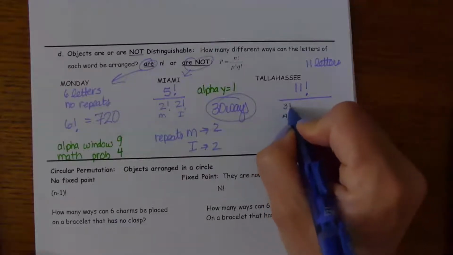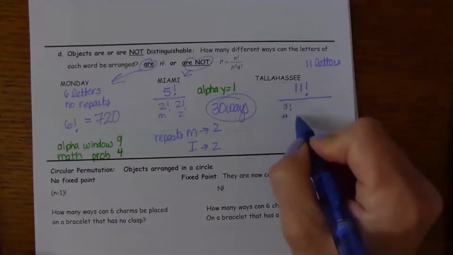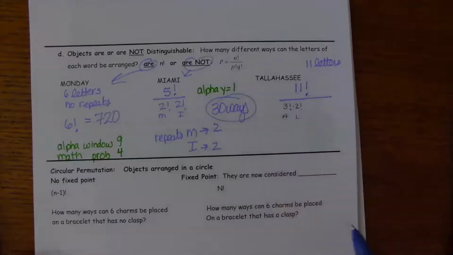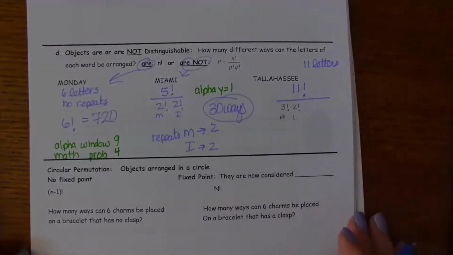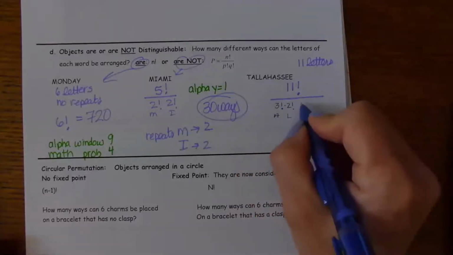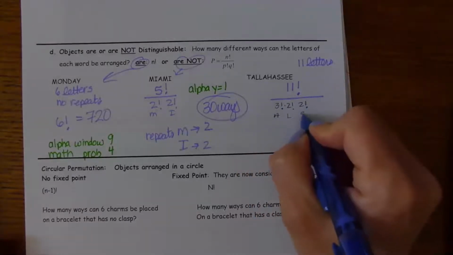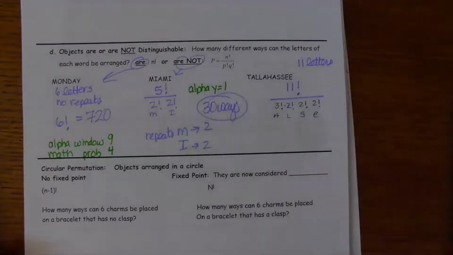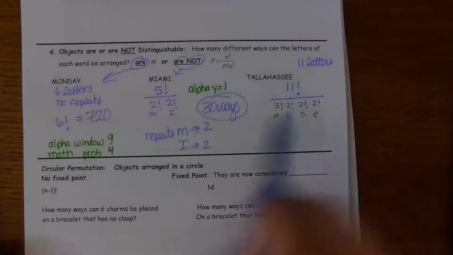So that's a 3 factorial. How many L's? So that's a 2 factorial, and these are just multiplied. You don't have to say multiply if you just write them. What else? Oh, for the S. Okay, so punch it in like that.